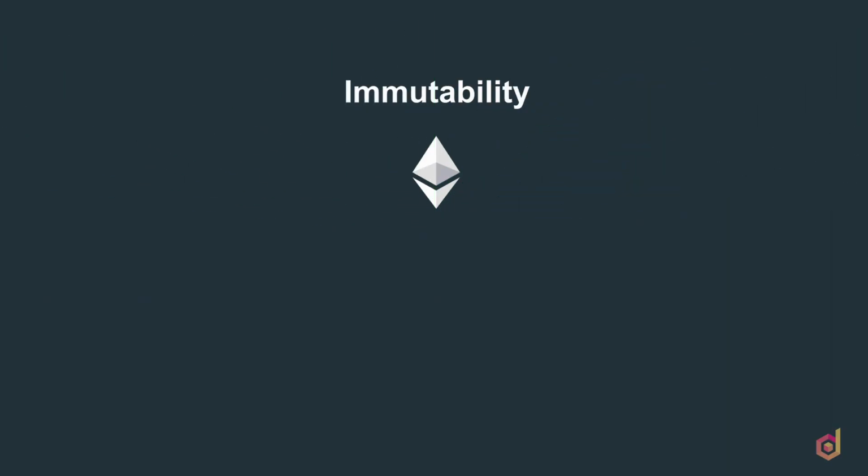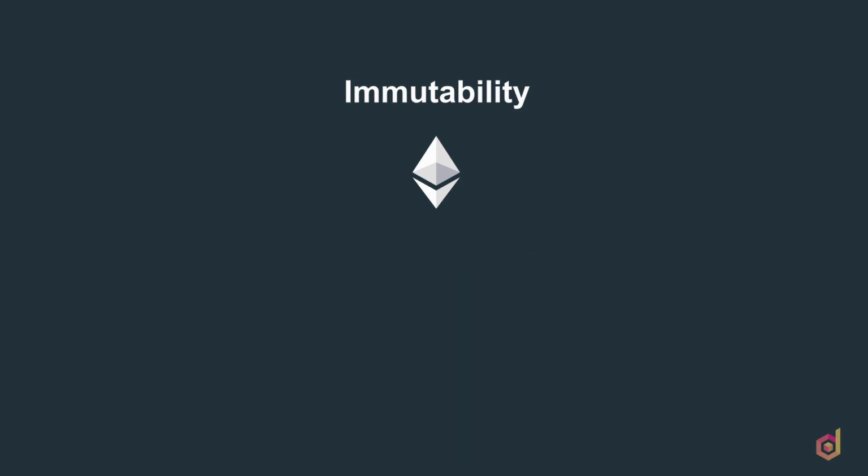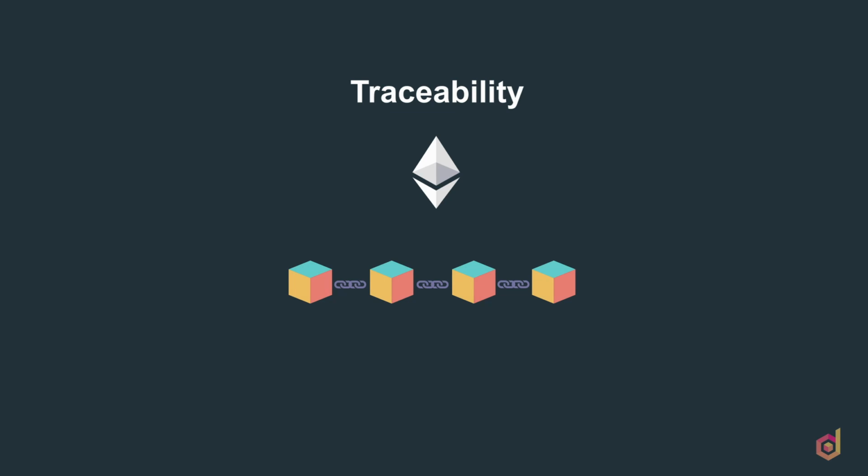The next thing is immutability. The blockchain database is designed in such a way that whatever entry is done in the database cannot be reversed or removed. Once the data is added, it cannot be removed. The blockchain's immutable nature also gives us one more feature, that is traceability.